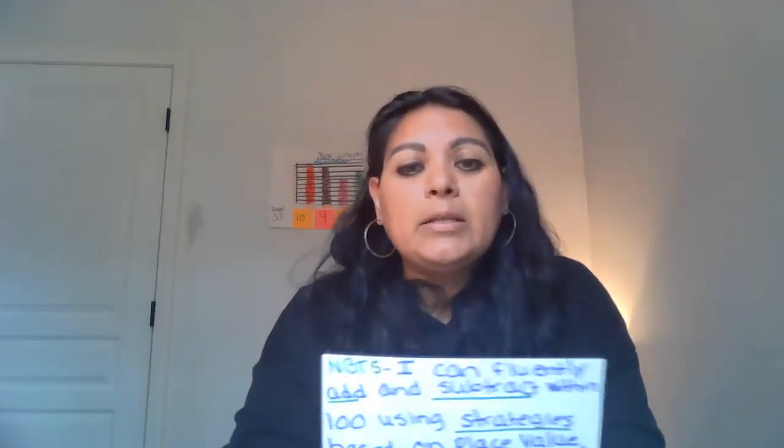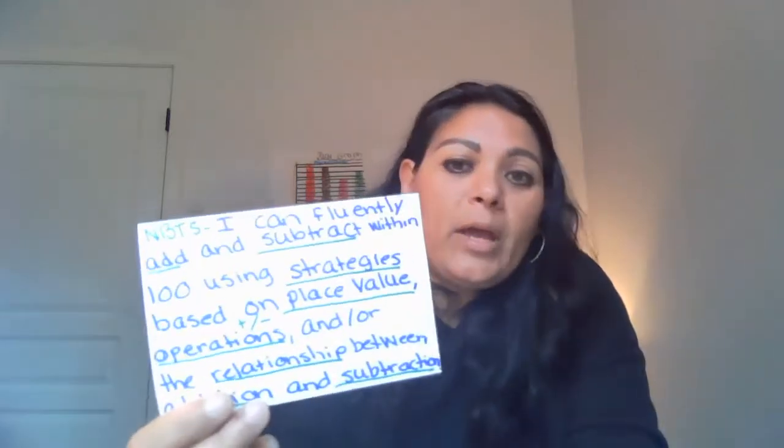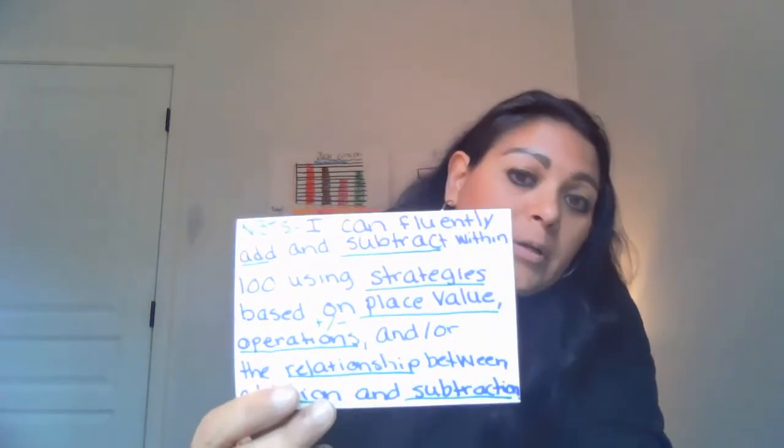So like we always do, we identify those important keywords. Add is an important word. We're going to be subtracting. We're going to be using strategies. And while we're using the strategies, we're going to be working on place value with addition and subtraction. And we're going to see how addition and subtraction are related.